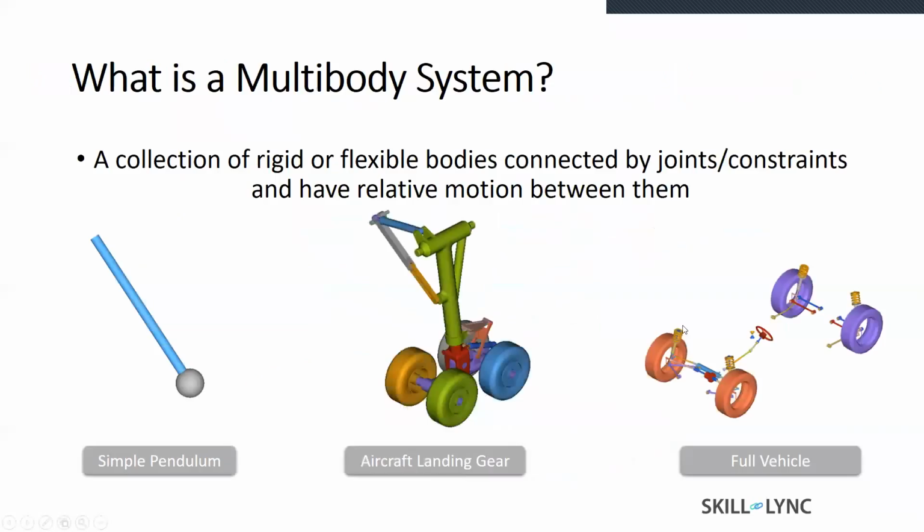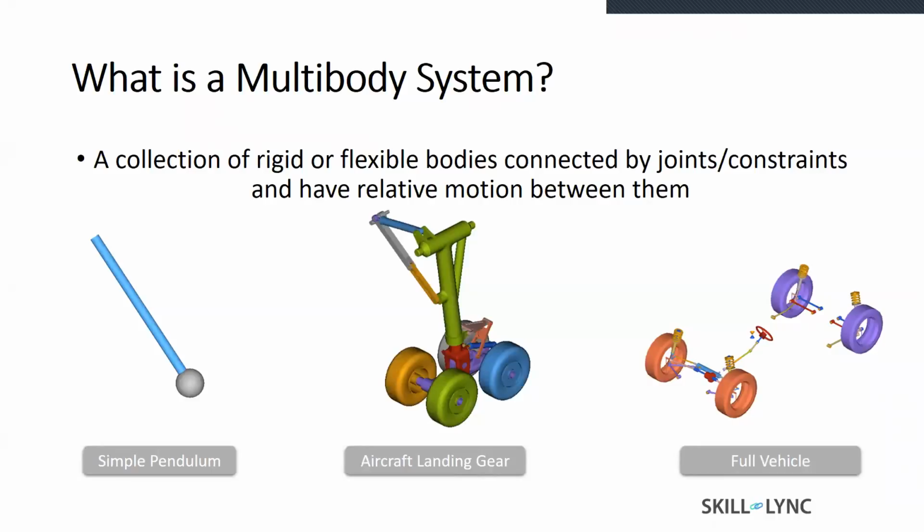Now let's talk about what a multibody dynamics system is. So now we are in a position to answer this question. A collection of all the entities I mentioned in the previous slide, that is the bodies, constraints, markers, points, etc., connected to each other by either joints or constraints and having relative motion between them, can be called a multibody dynamic system. All these can be modeled in your software, and you can run the simulation and analyze the results.